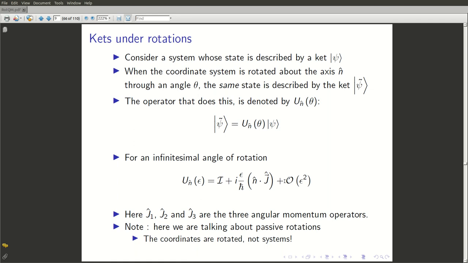It's pretty easy to see that an active rotation through an angle theta is essentially the same as a passive rotation through an angle minus theta. So in many books you might see the rotation operator U(n, epsilon) for infinitesimal angles written as identity minus i epsilon by h cross times the angular momentum component, but in those cases they are considering active rotations. Active rotations being systems, the physical system is rotated, not the coordinate system.